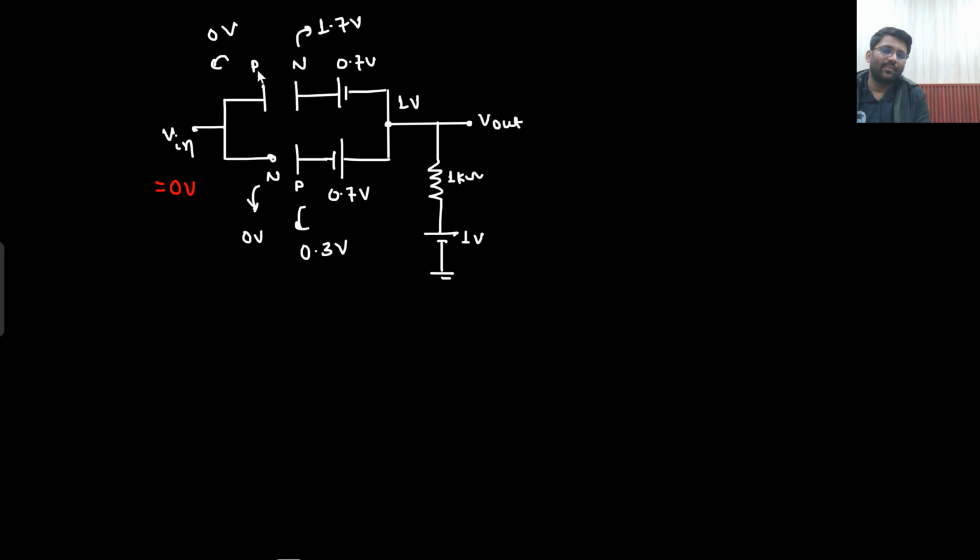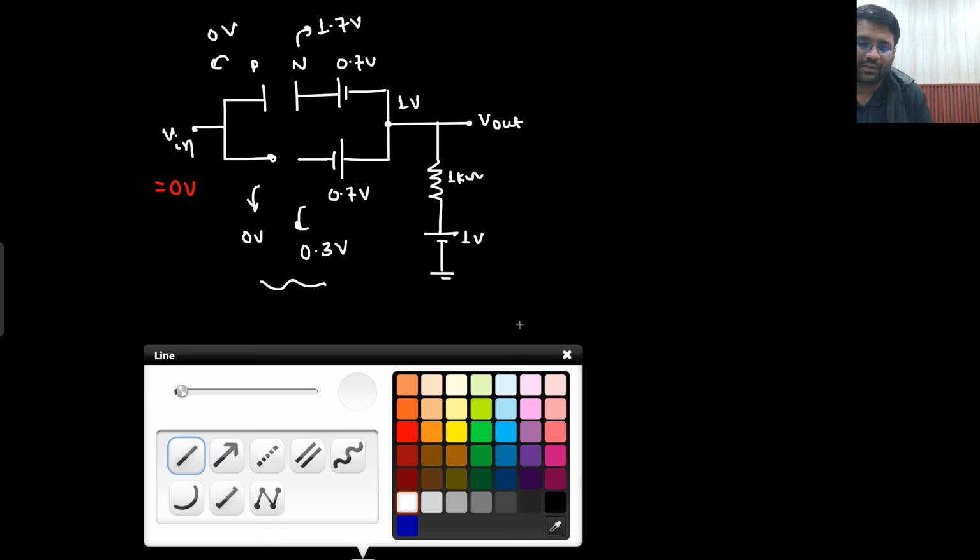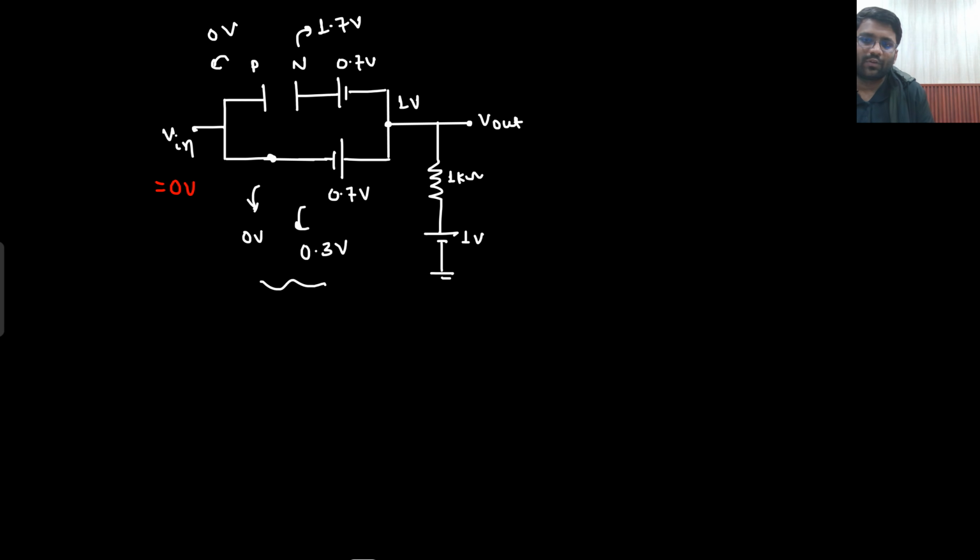So which one will turn on? P is 0, N is at 1.7. N is at 0, P is at 0.3. Which will turn on? This will turn on. What does that mean? That means this path would turn on now. This particular path would turn on. If this path is turning on, then what will be the scenario? This path will be gone, the upper path is gone now.